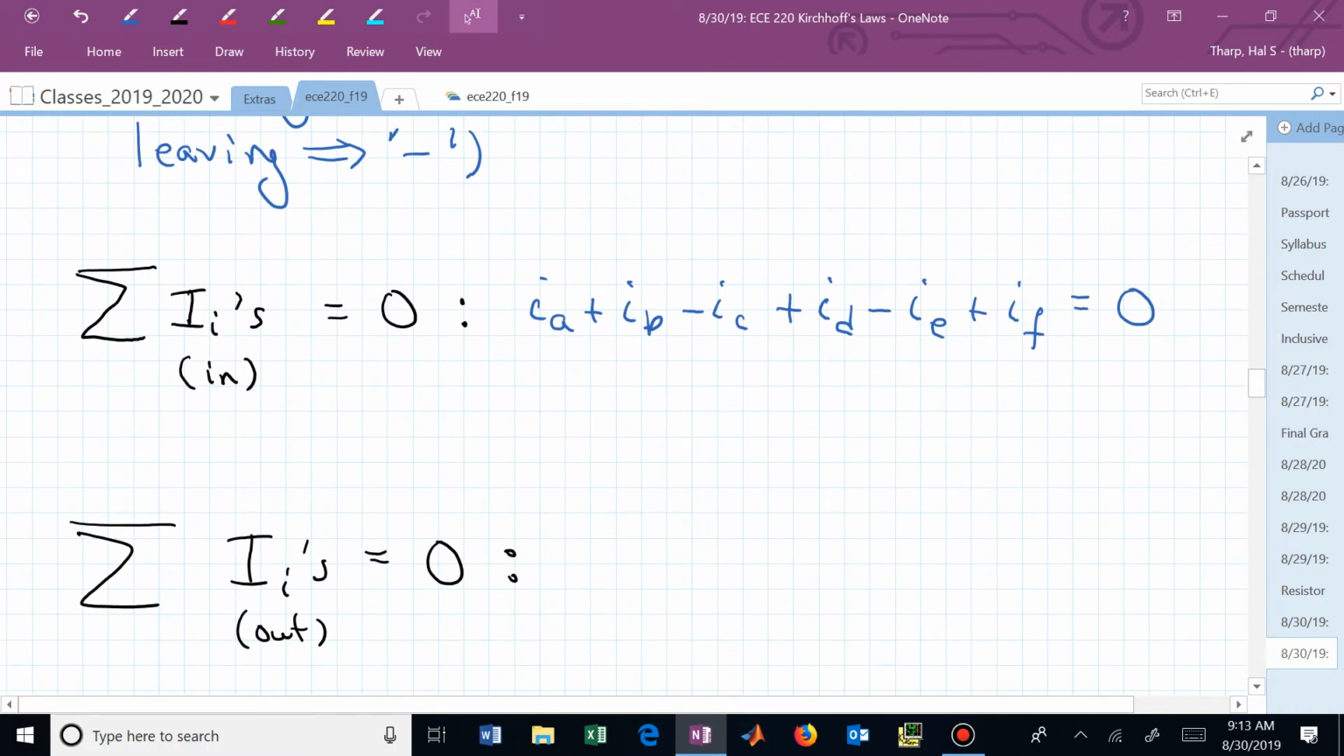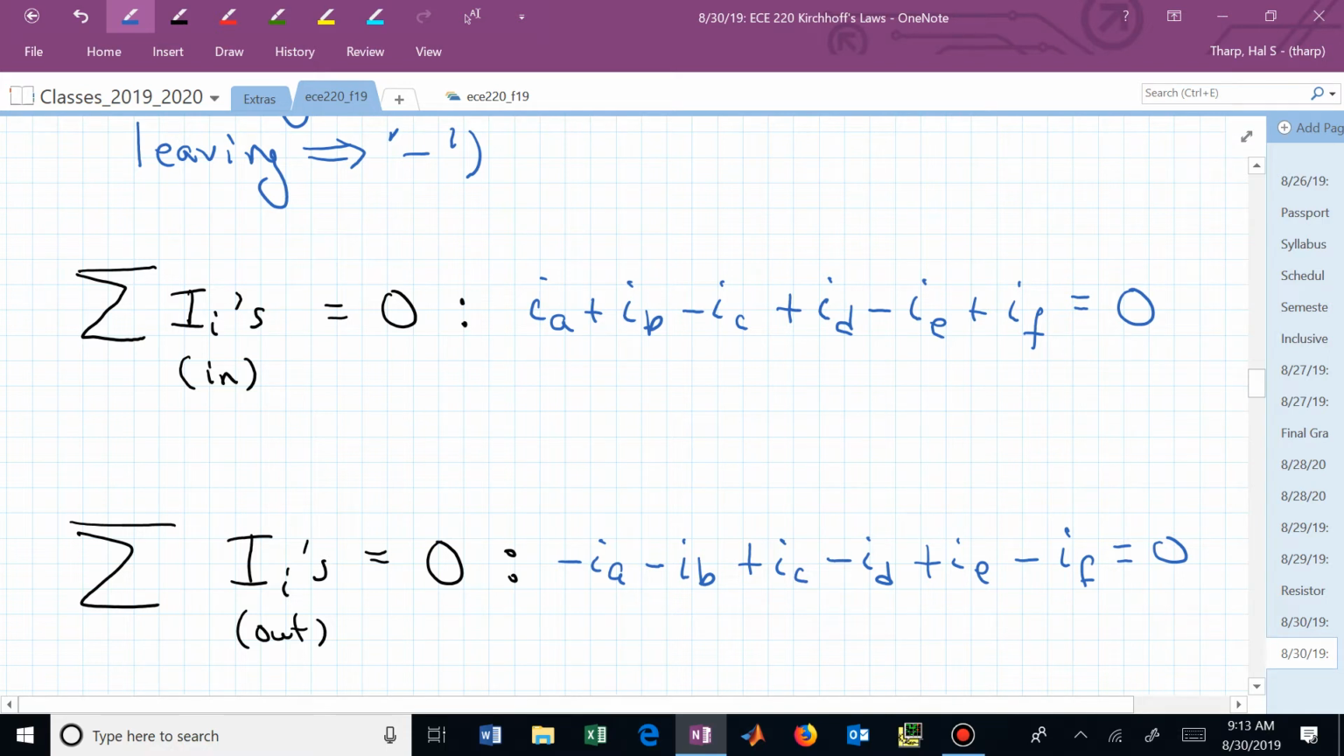Or now I have minus I sub A, minus I sub B. I sub C is actually going out. I sub D, minus I sub D is going out. I sub E is going out. Minus I sub F is going out.